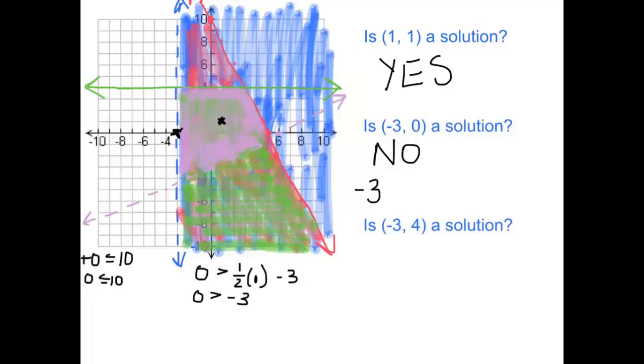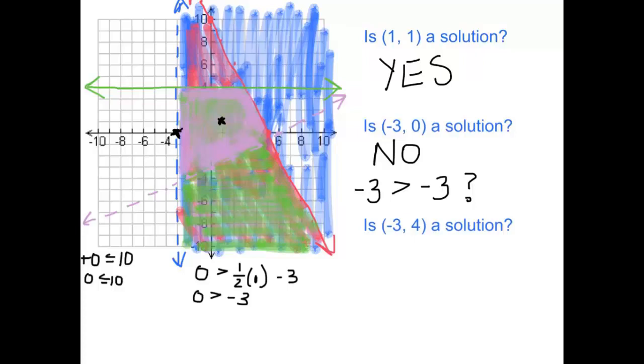Our x in our point, -3, 0 is -3. Is -3 greater than -3? No. -3 is equal to -3, but not greater than it. So that's a verification of why the answer is no.